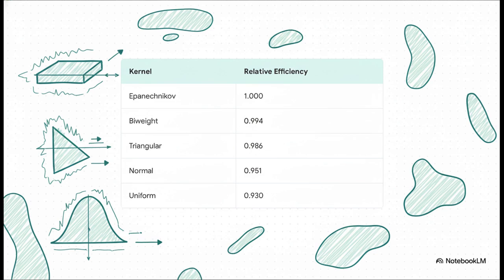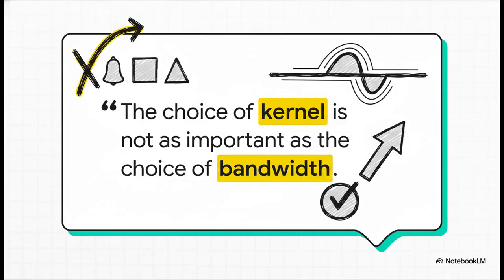But here's what's so fascinating, and maybe a little surprising. When you actually compare their statistical efficiency, they're all almost identical. The differences are just tiny. And that brings us to what is maybe the single most important lesson for anyone who actually wants to use this stuff. This quote really says it all. The choice of kernel is not as important as the choice of bandwidth. Honestly, if you get the bandwidth right, you've won 99% of the battle.